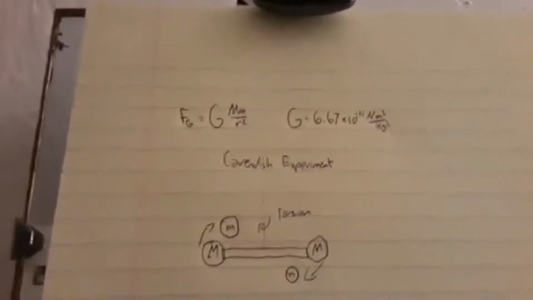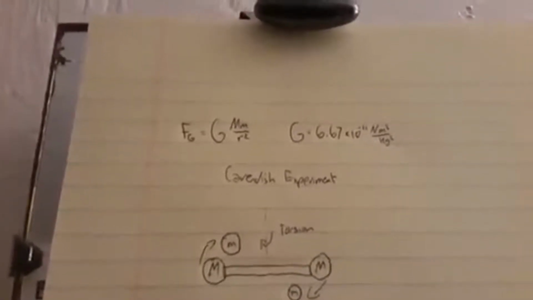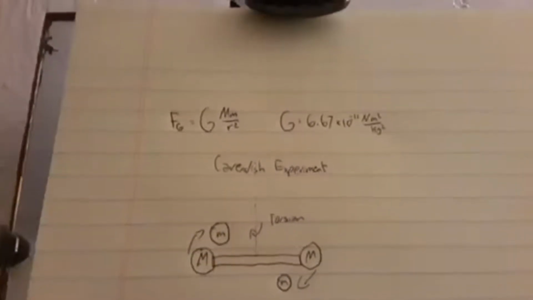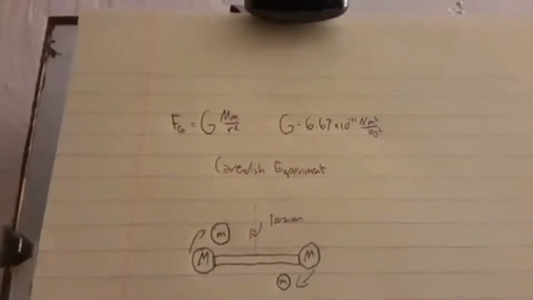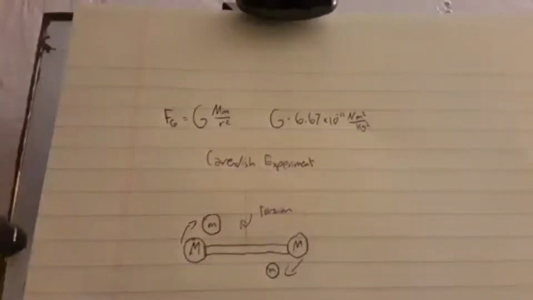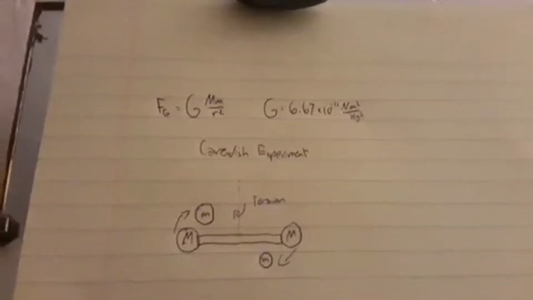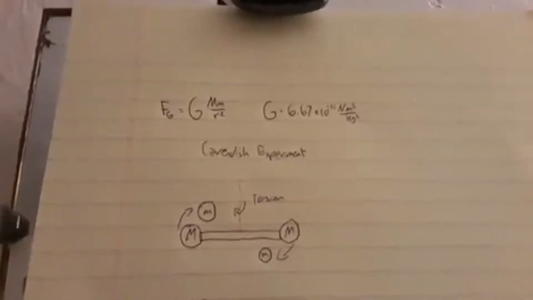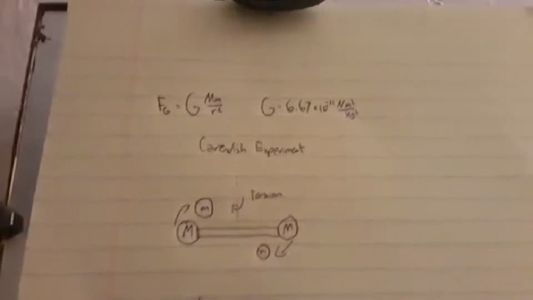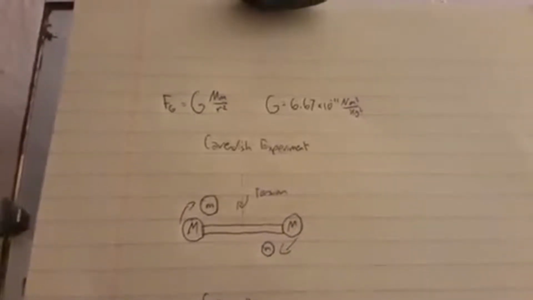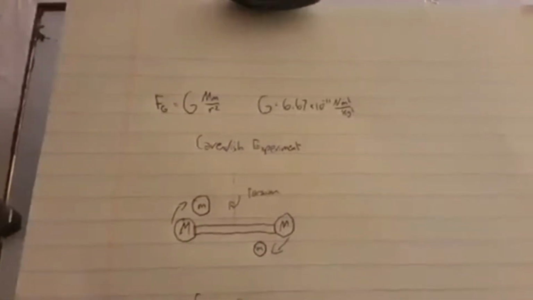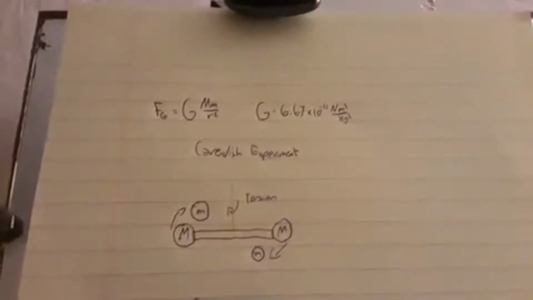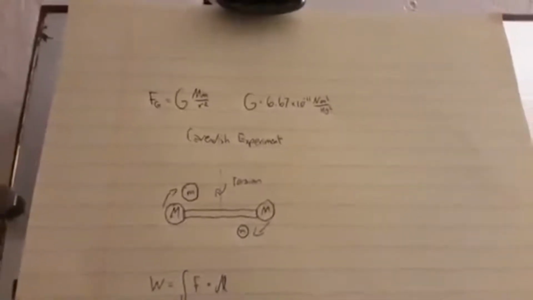What the r squared on the bottom practically means is that the closer they are, the more force they will feel, whereas the farther they are, the less force they will feel. We can see here that it is inversely proportional, or inversely squared. So that means that the farther it is, the less gravity it would feel, essentially.